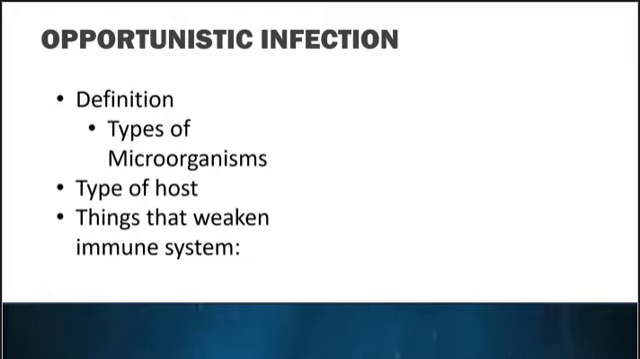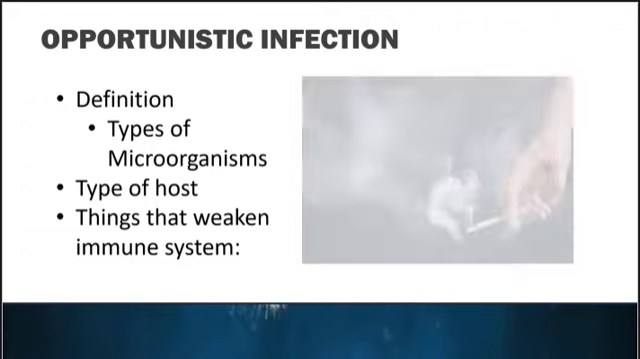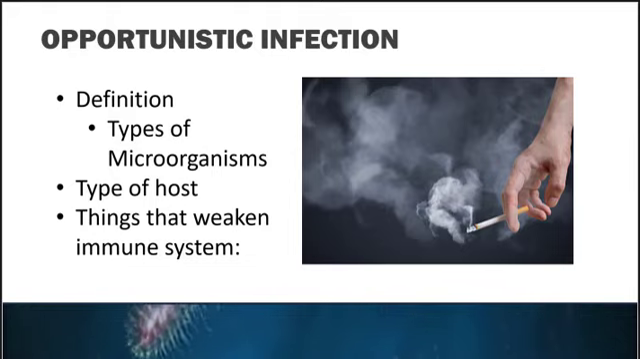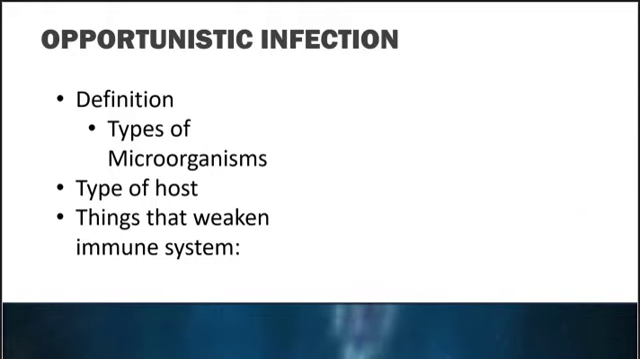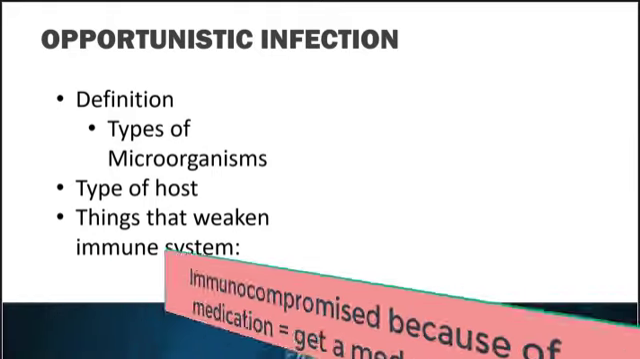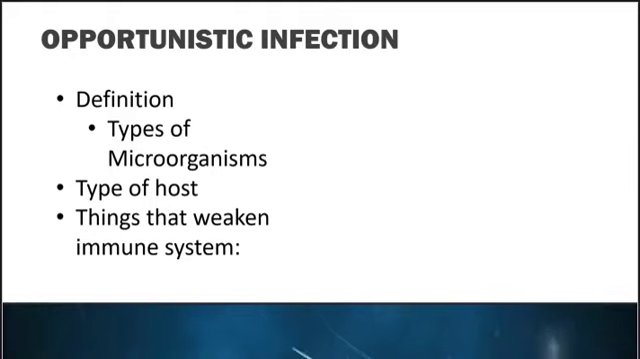So what can weaken a person's immune system? Well, a number of things. Smoking can, not that they are so immunocompromised that they need a med consult, but it can weaken their immune system. Taking certain medications like chemotherapeutic agents and immunosuppressants, those are the patients we know are immunocompromised because of their medications, and those are the ones that we want to make sure we get a med consult on. But even poor nutrition can weaken someone's immune system.